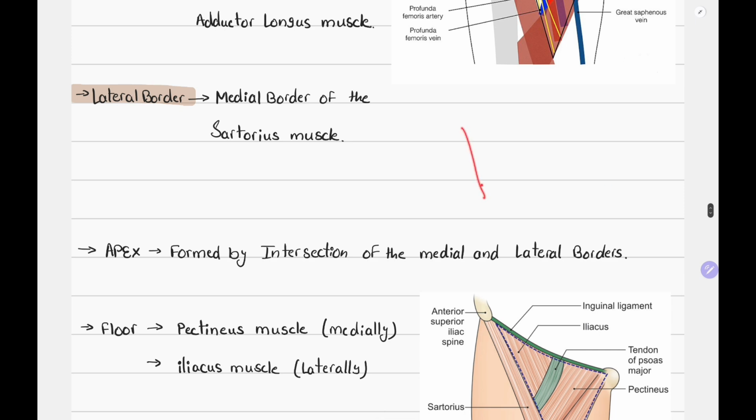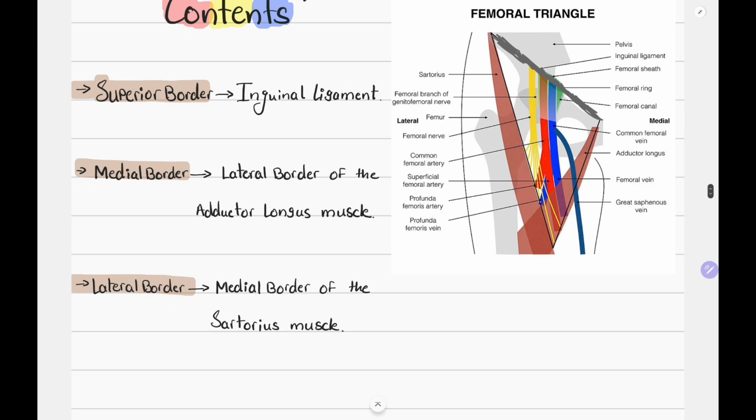Since this is a triangle, it would have a base and an apex. This is the apex, this is the base of the triangle. The apex is formed by the intersection of the medial and lateral borders. So right here is the apex.